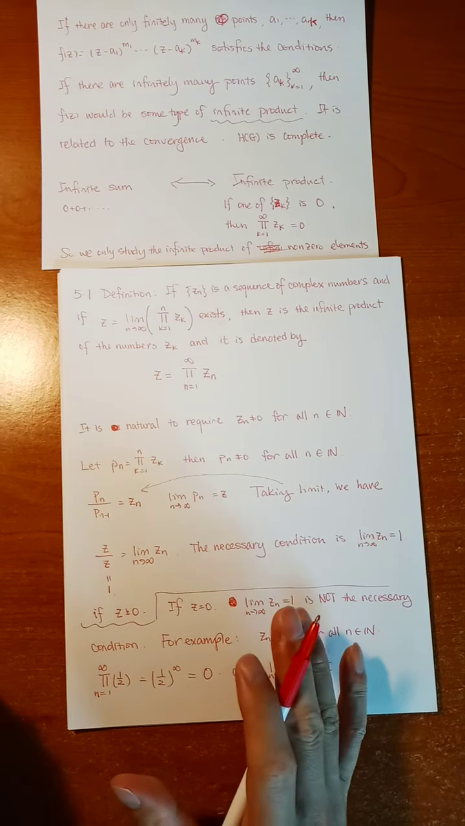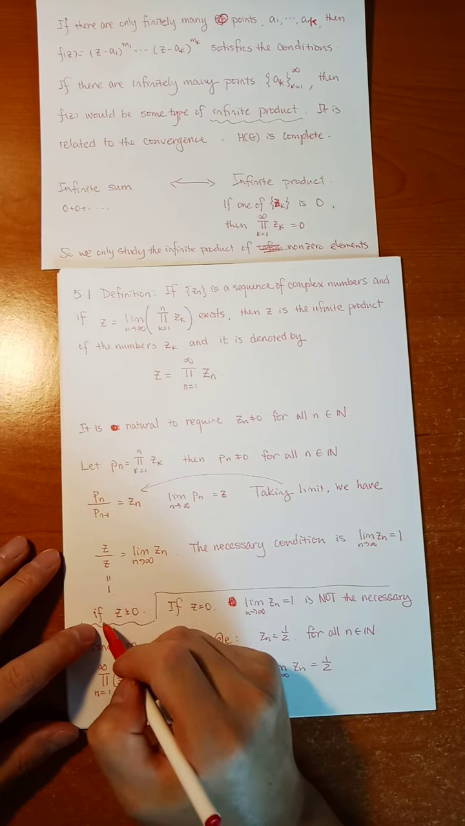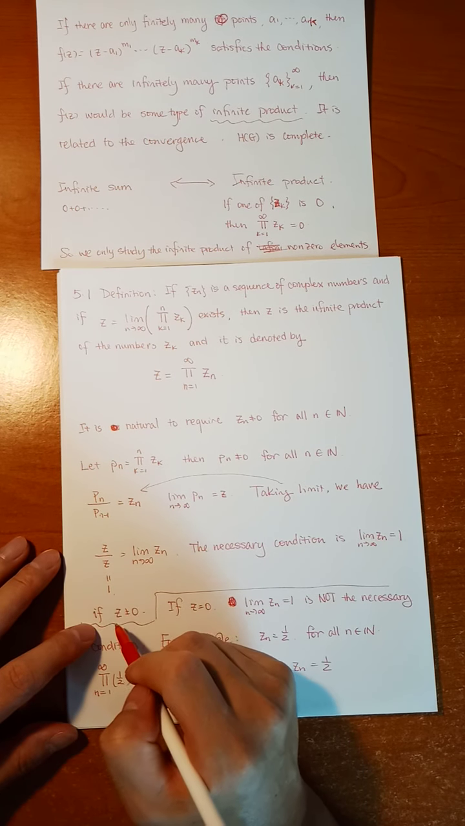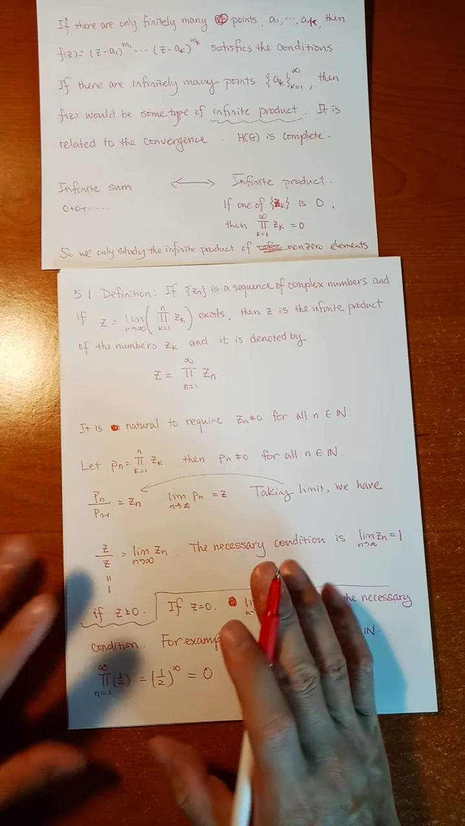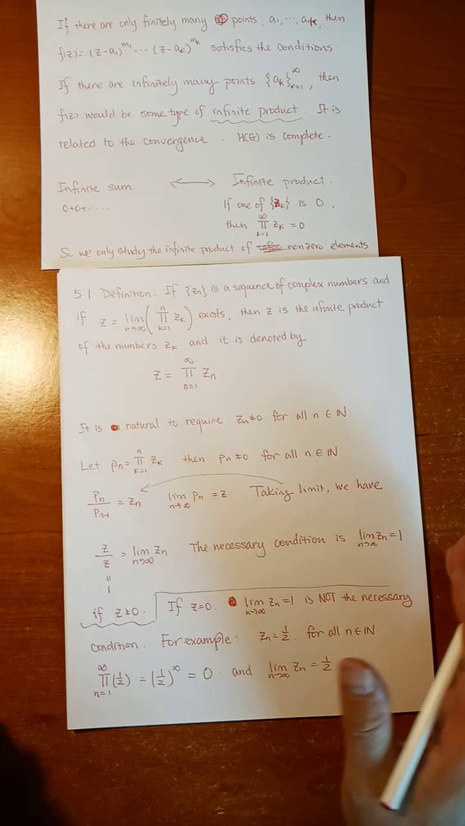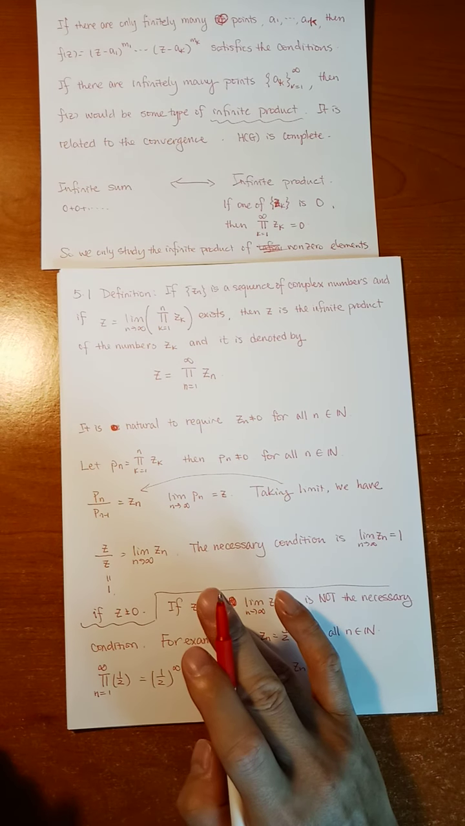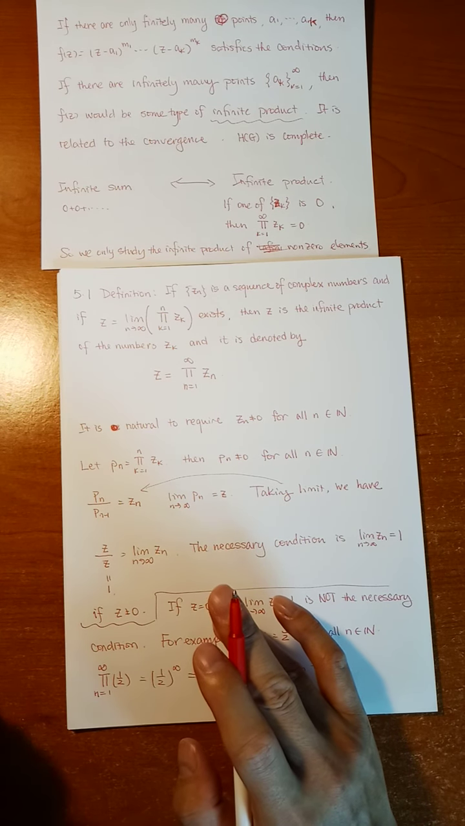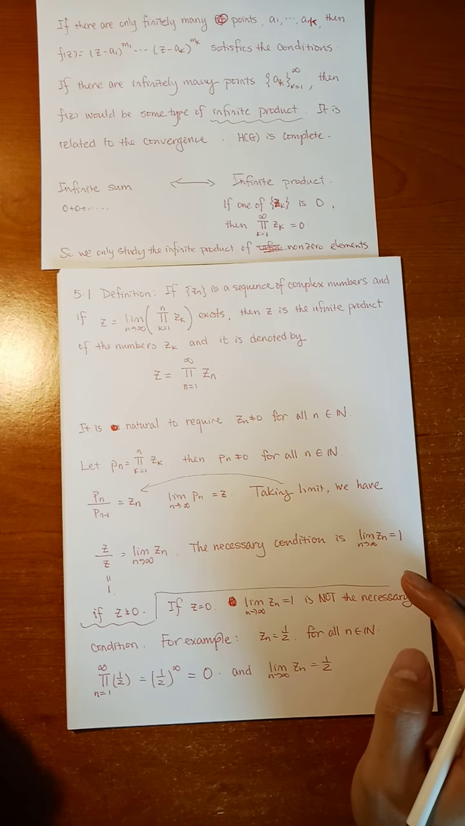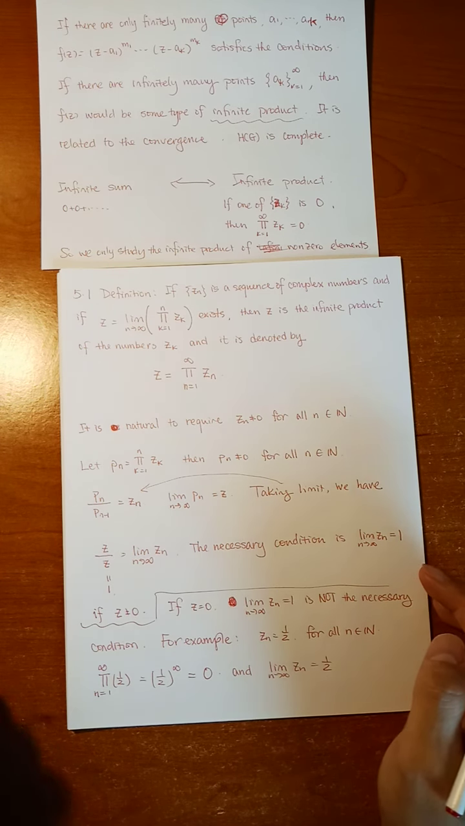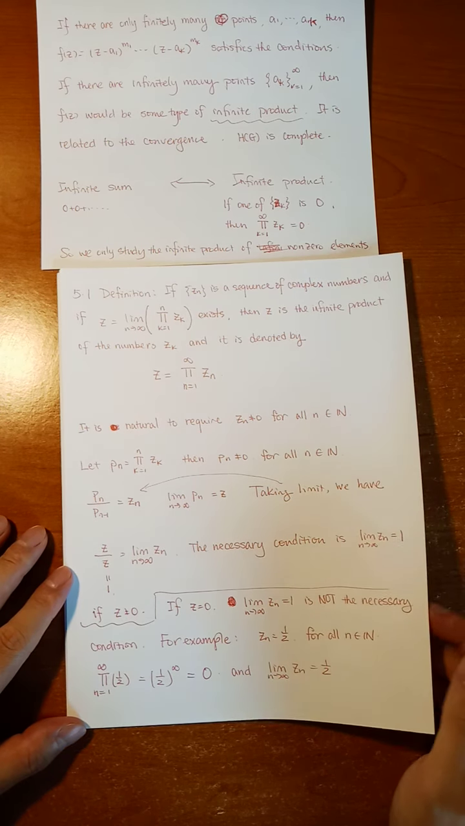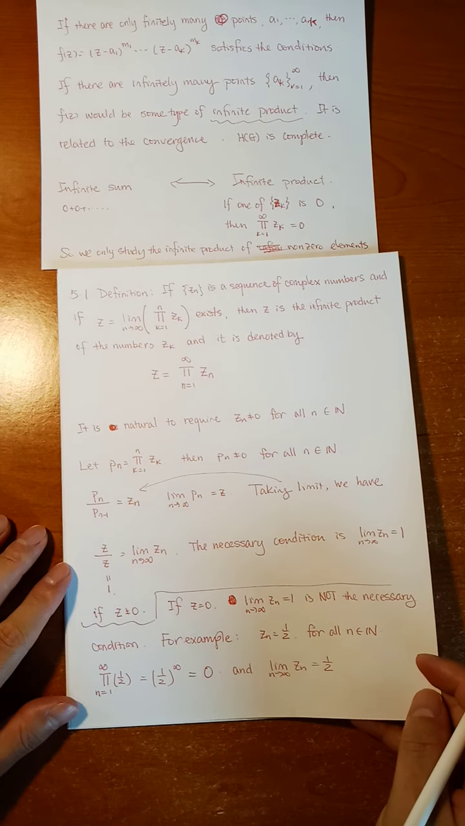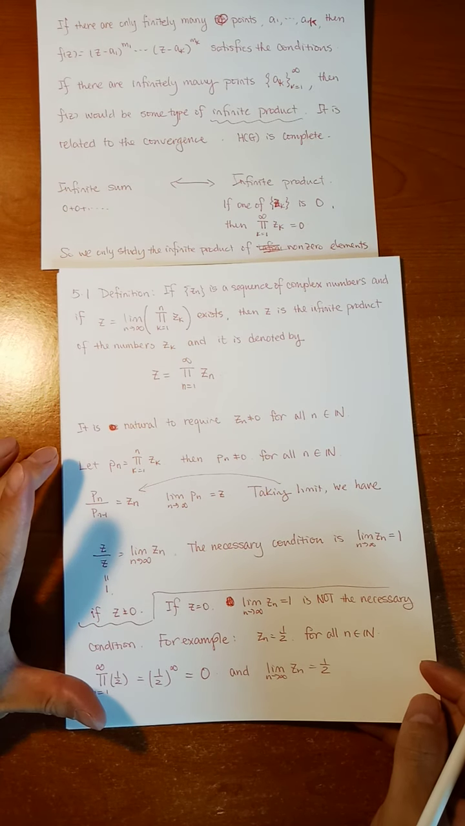So that's an important condition, because here you put the Z on the denominator. The denominator is never equal to 0. If the infinite product is equal to 0, we don't have the necessary condition. All right. So that's a small remark right after the definition.